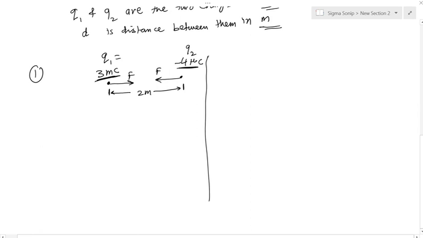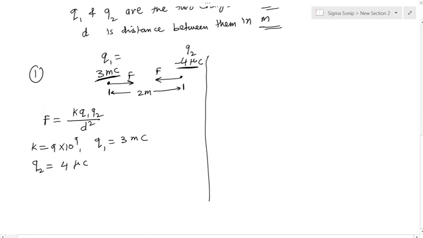And this value of this force we can calculate. So we know the formula is K Q1 Q2 over d square. Now K is equal to 9 times 10 to the power 9. Q1 is equal to 3 millicoulomb, Q2 is equal to 4 microcoulomb.